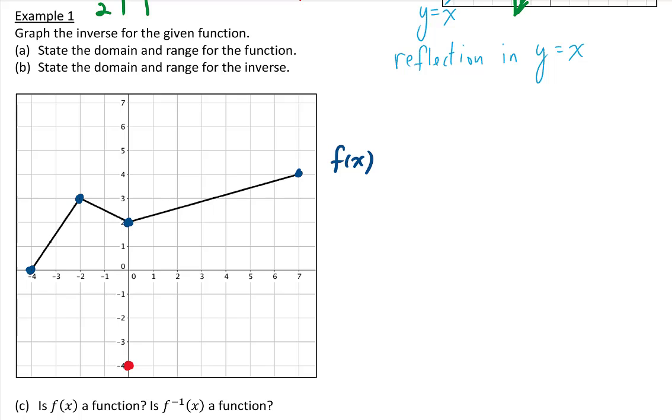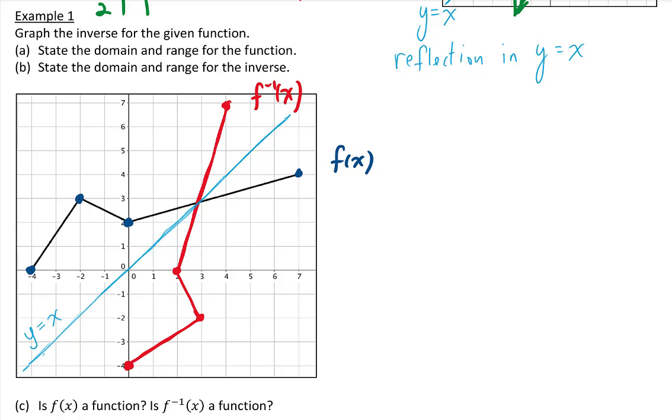The next point we see there is negative 2 and 3. So 3 and negative 2 is going to be our next point. Then we have 0, 2, so 2 and 0. And finally 7 and 4, so we're going to have 4 and 7. So if we connect these points together, again, here is our inverse. So this is f minus 1 of x. Notice we draw the line y equals x. If we fold that graph along the blue line, both images would be right on top of each other. All right, so we've graphed the inverse.